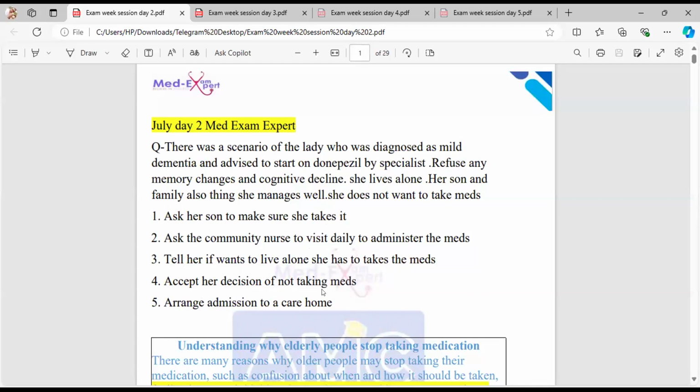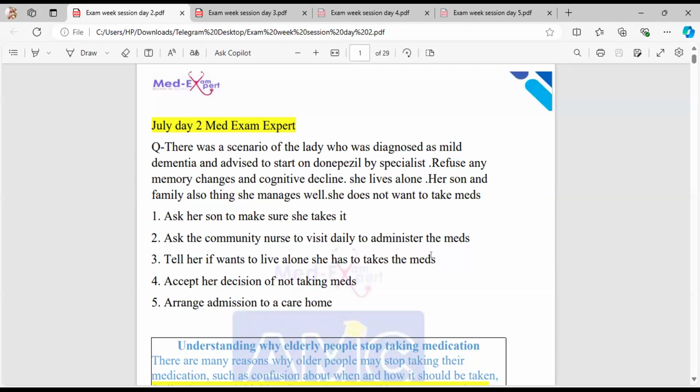Accepting her decision of not taking medication is a right answer, but not for this patient, because she's living alone. There must be some reason behind her not taking the medication, so first we will rule out that reason. Therefore, we will send a community nurse to visit her, and if everything is okay, and after the counseling she still doesn't want to take medication, then we will accept her decision, because she has mild dementia. So this is the right answer.